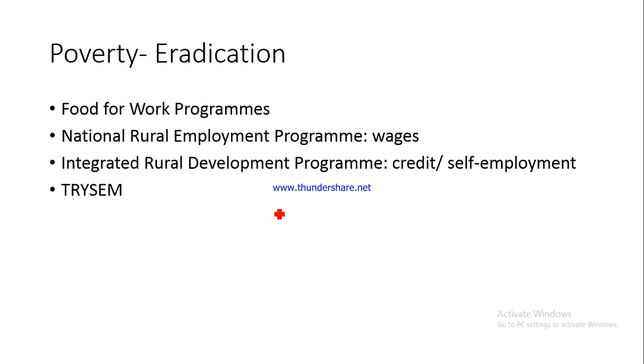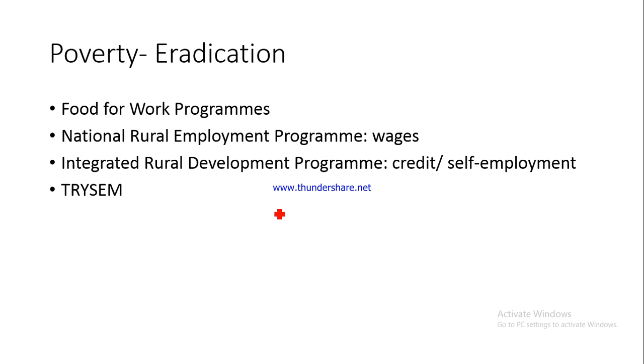Then this new program which came up was TRISEM, which basically is training of rural youth for self-employment. Now the difference was that here the focus was also on training the rural youth. It was found that if people are given credit, they might set up their own enterprises or businesses, but ultimately the survival of a business requires some skills, and if the beneficiary does not have those skills, he would not be able to sustain his business.